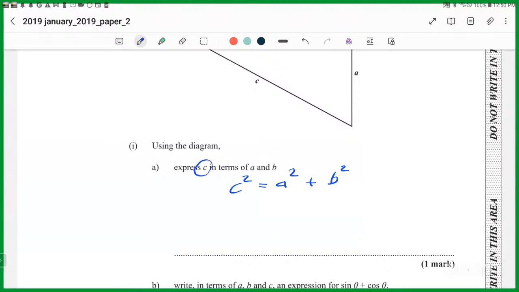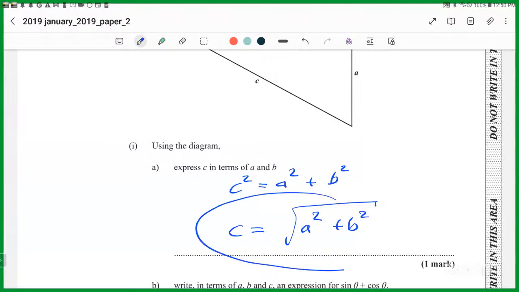Because it said express C, you want to make just C the subject. So I'm going to get rid of the square and write C equals the square root of A squared plus B squared. This is what I would give for my answer, because it said C. This is true enough, but that is C squared. It says express C in terms of A and B, and this is C in terms of A and B. That is that.